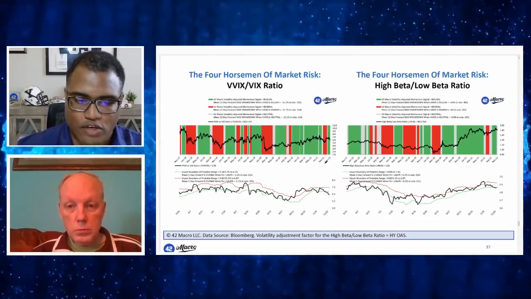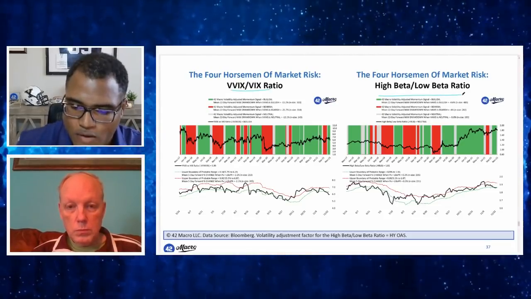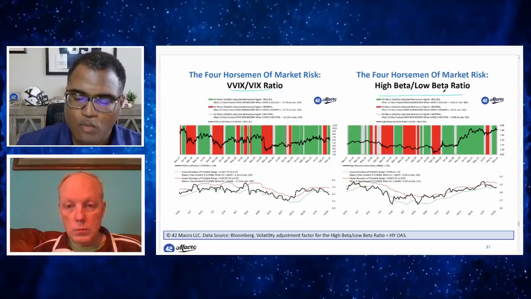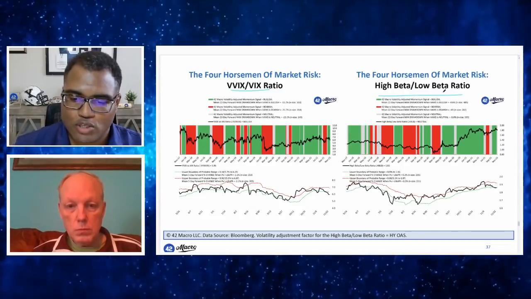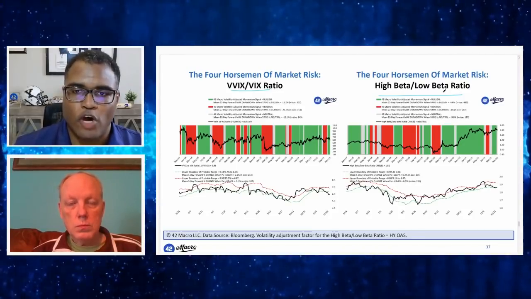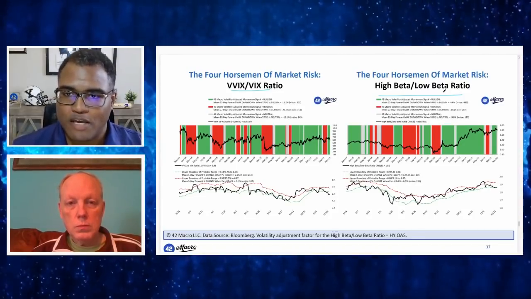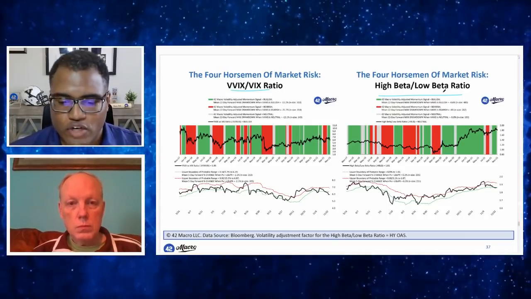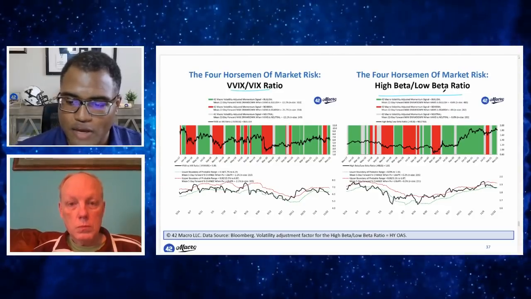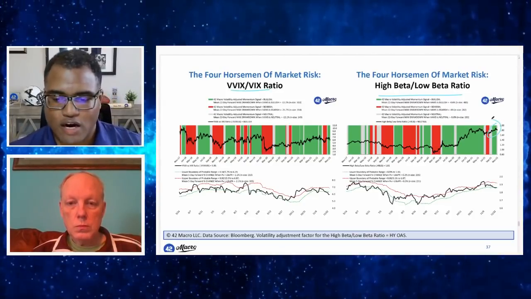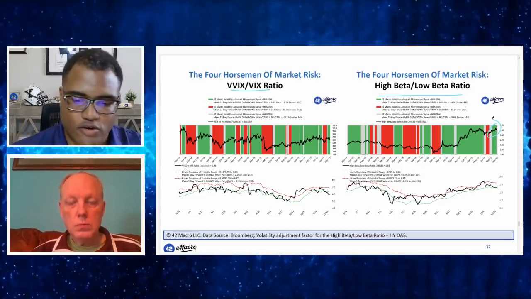That's the VVIX ratio here, the high beta, low beta ratio here, the small cap, mega cap ratio here, and the value to growth ratio here. The reason we look at these ratios is twofold. One, they're very instructive in helping me understand when the market is trying to transition to a different grid regime. Obviously something like the high beta, low beta ratio is going to be bullish in a Goldilocks or reflation environment and tends to be bearish in a deflation or inflation environment.